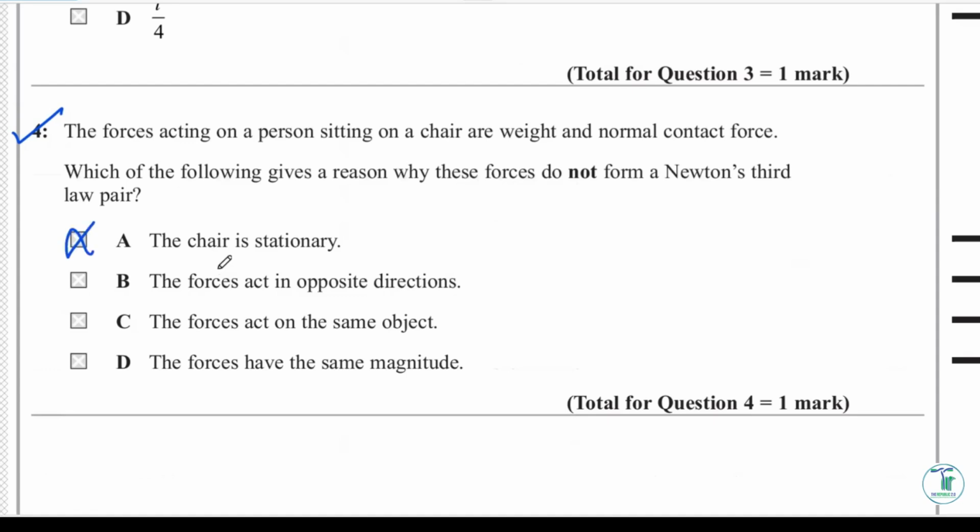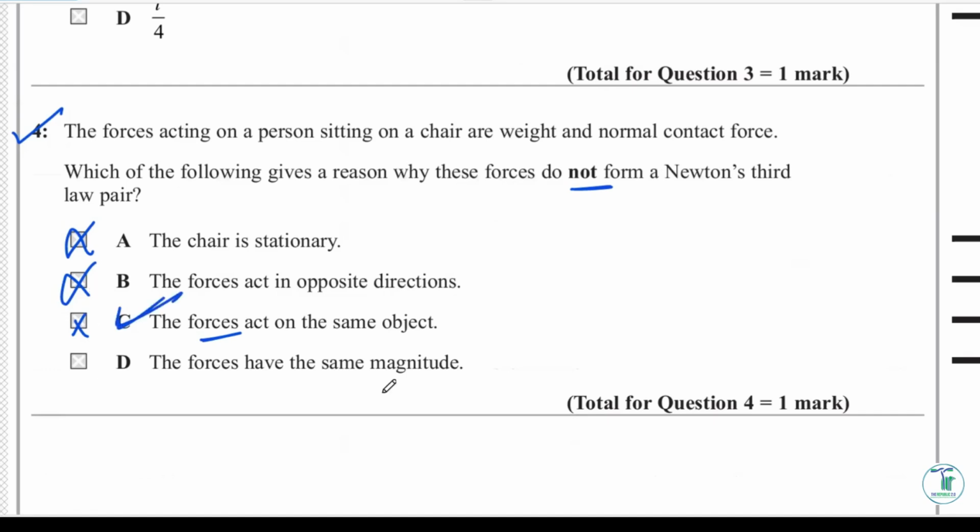The force is acting in the opposite direction. Whenever the Newton's third law pair forces are acting, the forces must act in opposite directions. This is also not true. The forces act on the same object. Well, that is right. Remember that for a Newton third law pair, the forces must act on different objects. So these kind of forces are not going to form the Newton's third law pair. So this is the right answer.